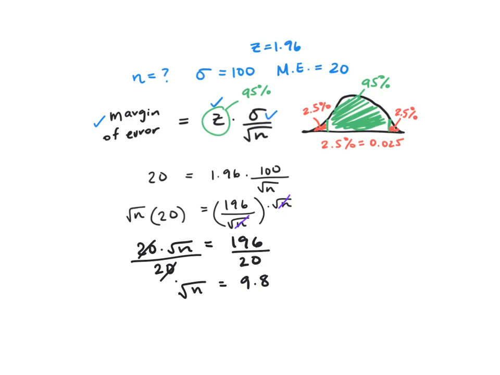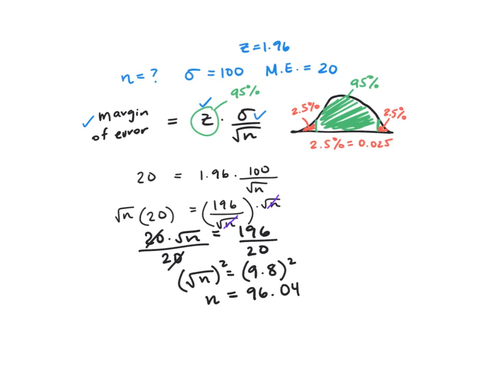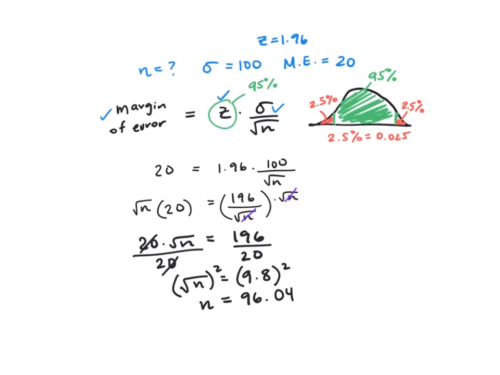How do you get rid of a square root? Right, you square both sides. Then we get n equals 96.04. And so we would round up and say we need a sample size of at least 97 books.